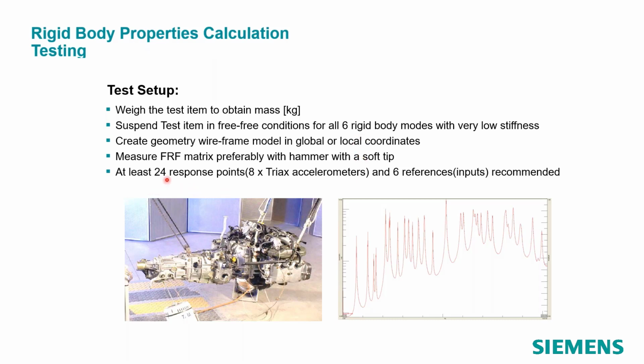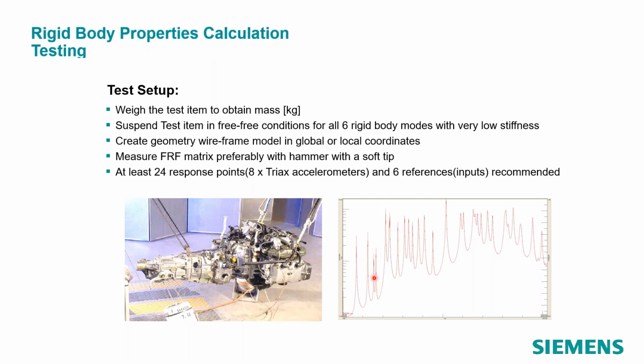Then you need at least 8 tri-X response locations, so 24 response points, 8 times 3. More helps. And then at least 6 inputs, and again, more helps. When I show you the software, I can check the correlation of all my reference locations, and if 1 or 2 of them are low, I can get rid of them if I have more than 6. Same thing with the response locations: I can check the correlation of all of them, and if some are low, I can get rid of them if I have more than 8 tri-X's. So it helps to have more response points, and more reference points if you can.